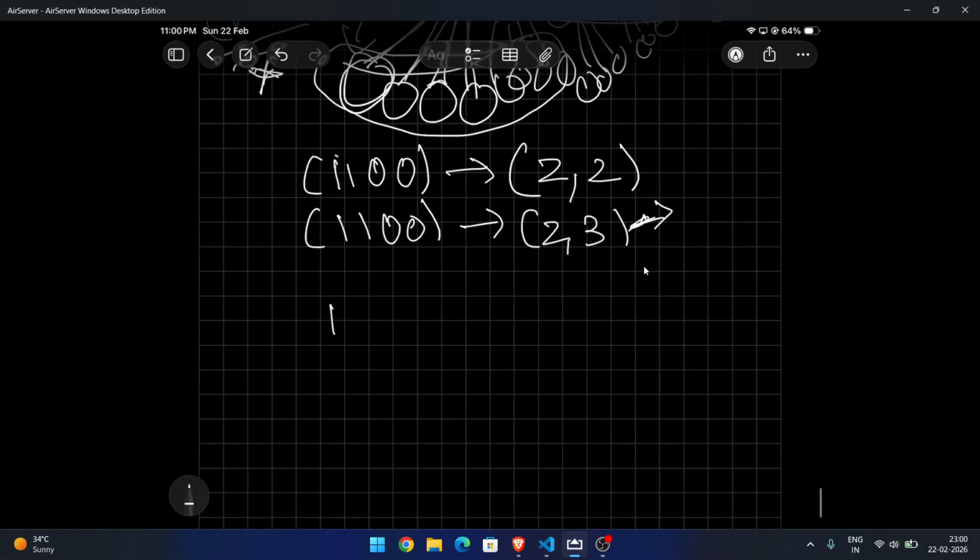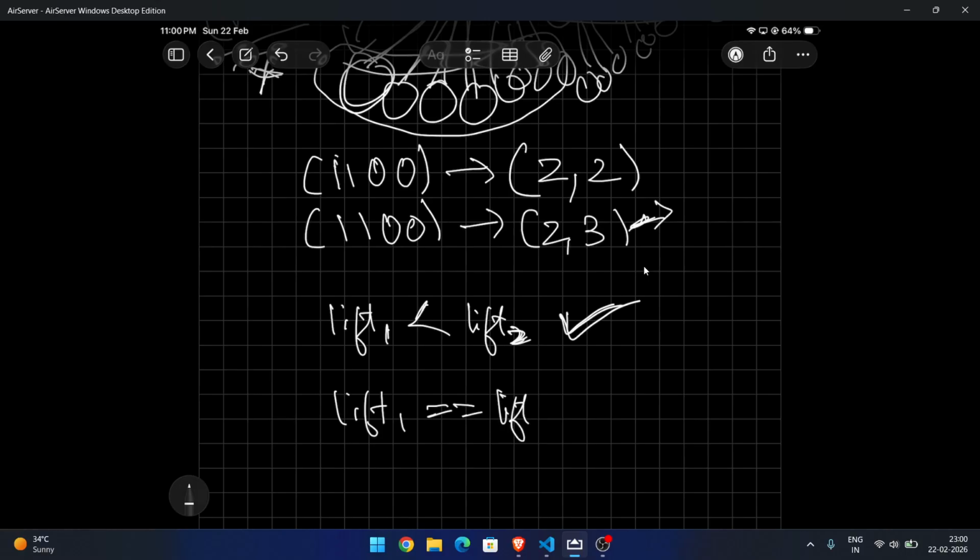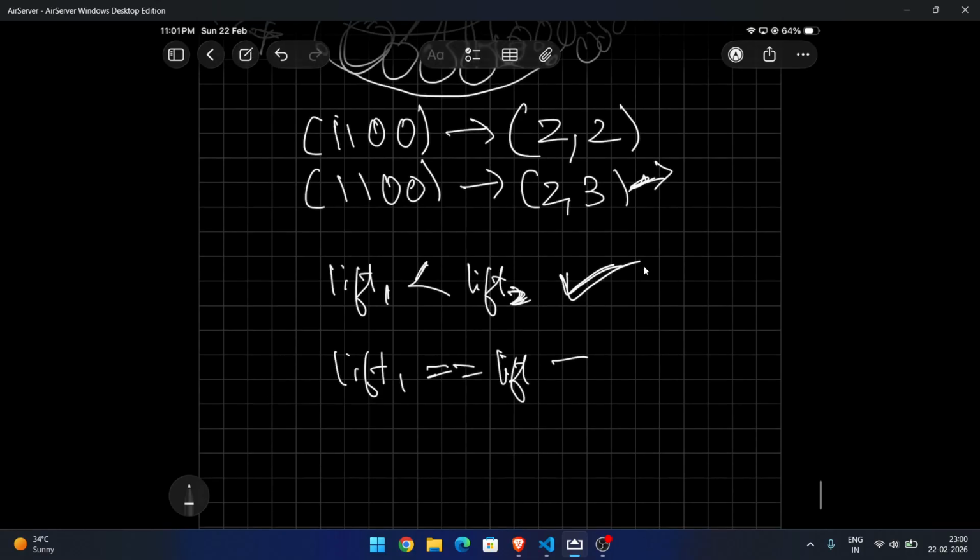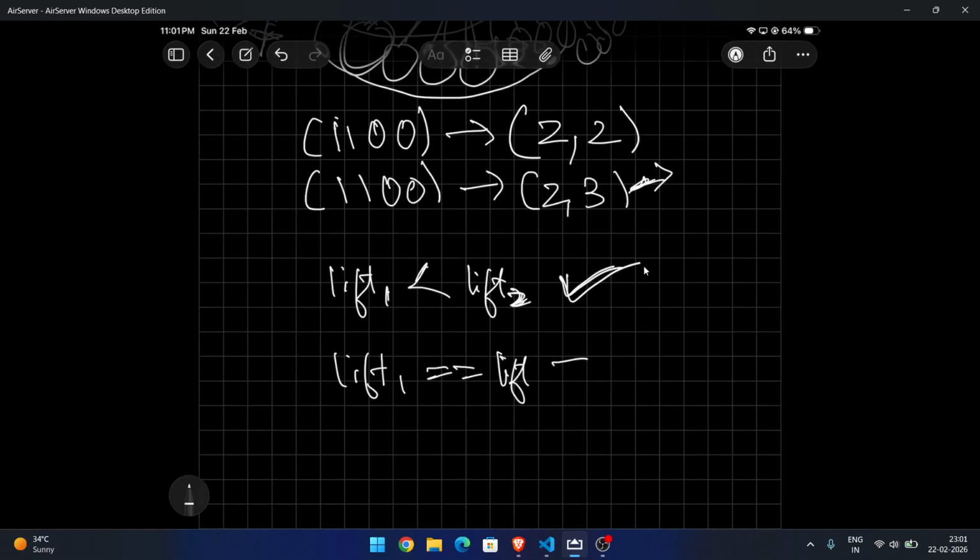You guys know that if the lift number required in the first case is smaller than in the second case, then that is the better case. But if the lift numbers required are equal, if both cases have the same number of lifts, then the one where the space remaining is more is better, because then we can fit a person with higher weight also. So we would look at the weight, and the maximum weight would be considered.